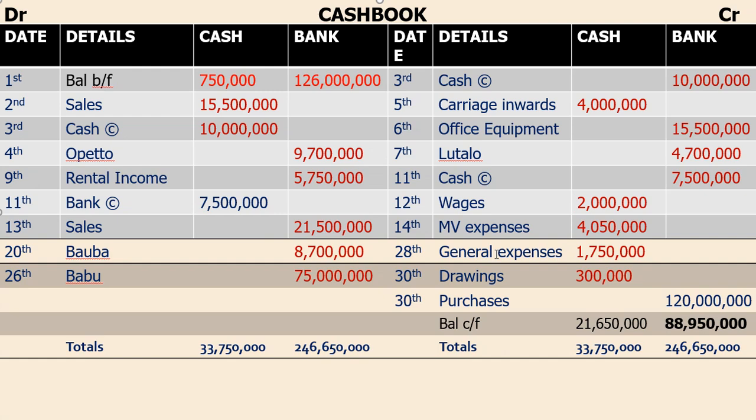Next time we shall look at other types, the 3-column cash book, how we enter discounts in the cash book. Then we shall also look at a petty cash book. How do we record information in a petty cash book?